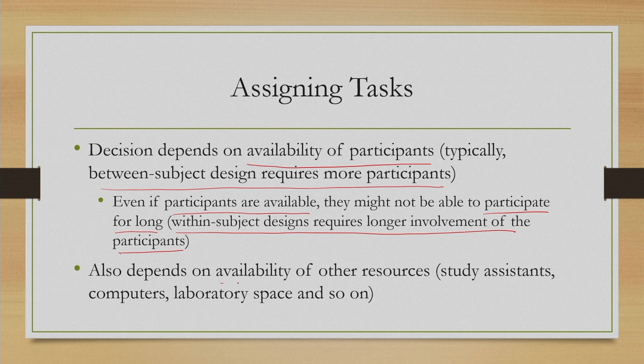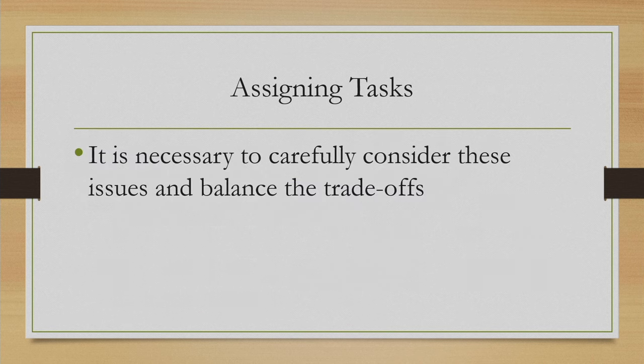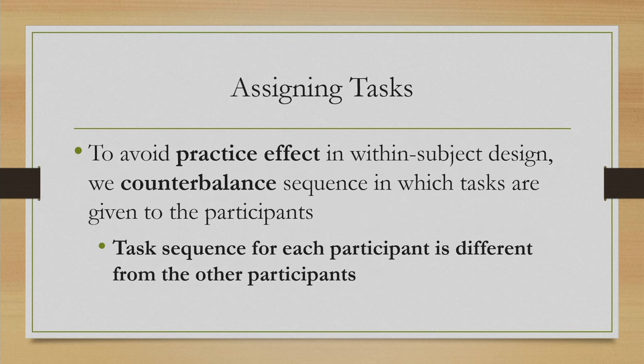It also depends on availability of other resources such as study assistants, computers, laboratory space and so on. Definitely, all these are supporting infrastructure that are required to carry out the empirical study. If they are available in sufficient quantity, that determines what kind of study we can design. So, it is necessary to carefully consider these issues and balance the trade-off between the two design approaches, within subject and between subject. Now, if we go for within subject, then there is the issue of practice effect.